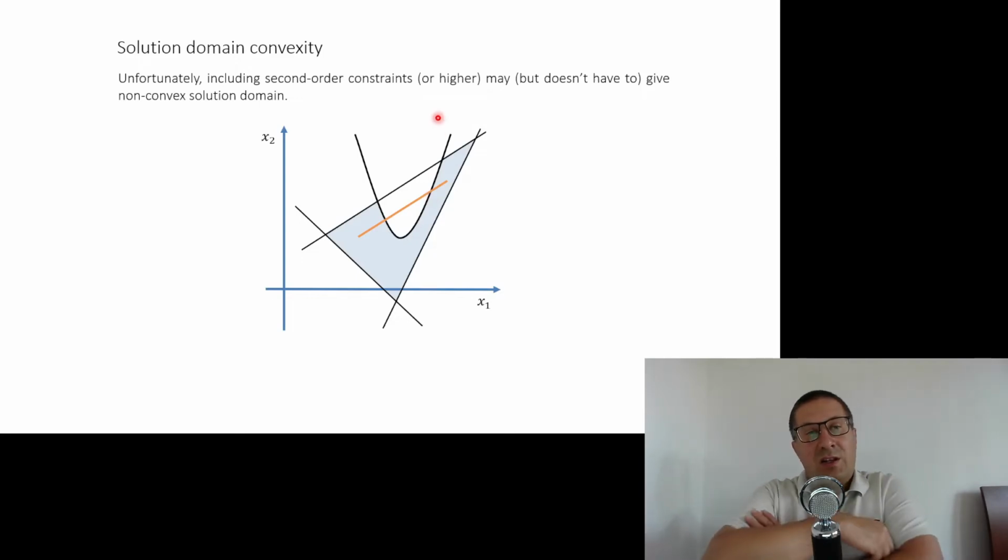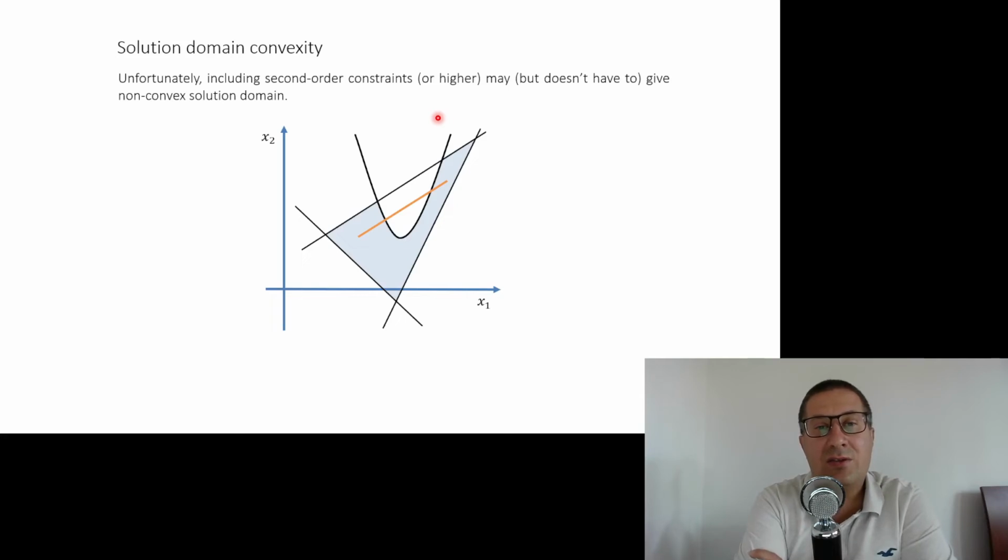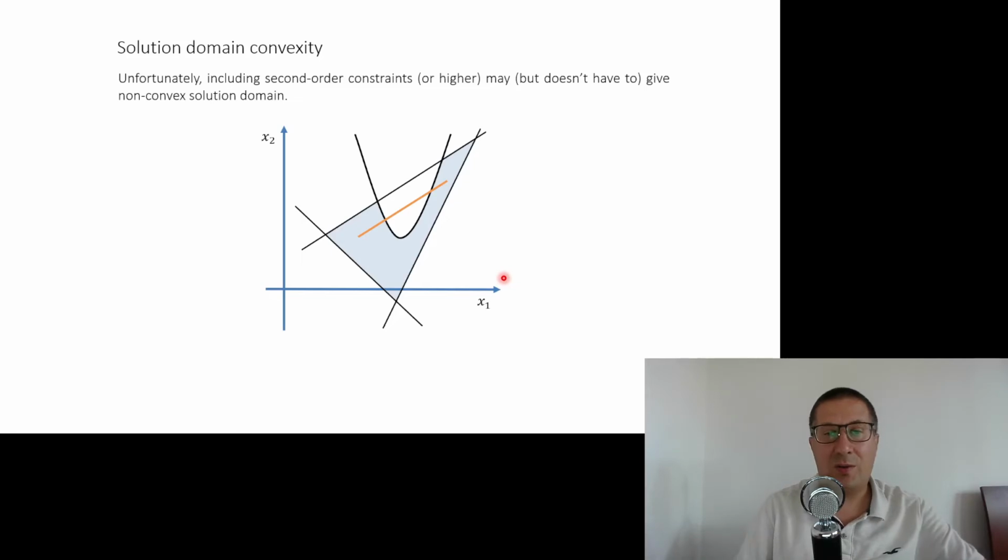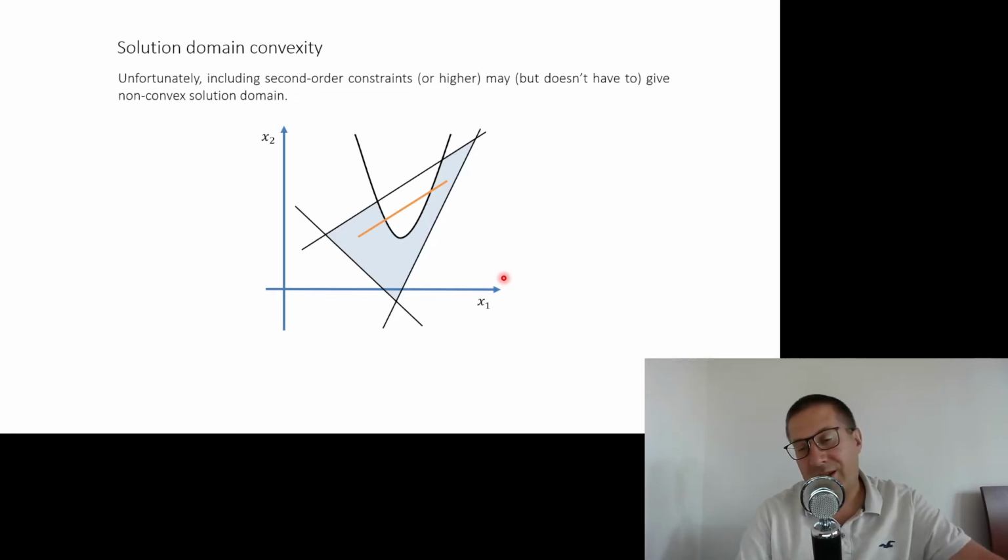So unfortunately, including second-order constraints or higher might give non-convex solution domains. So we have to be really careful with this. May or may not, because if we put this constraint this way, it will still be a convex task. So we have to keep this in mind while formulating our optimization task.